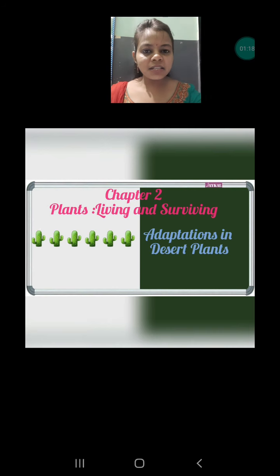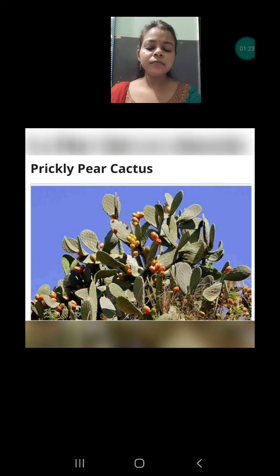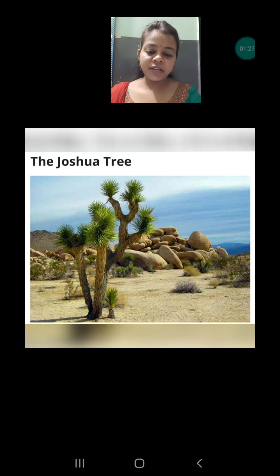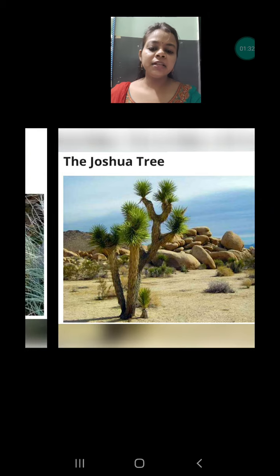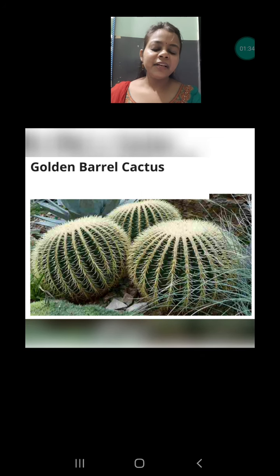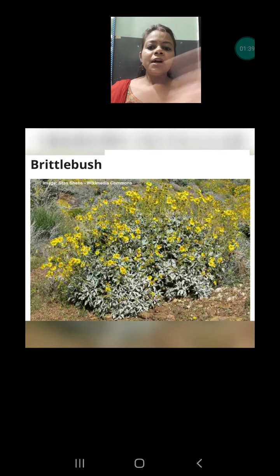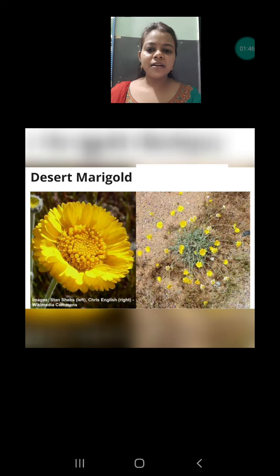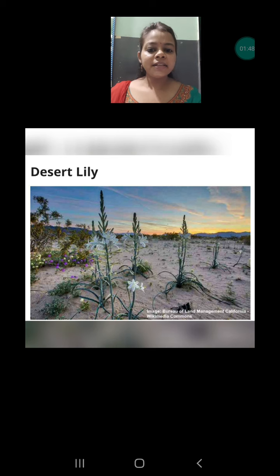But still some plants grow in the desert. Let's have a look. Prickly pear cactus. Second is the Joshua tree, and you can see very few leaves on this type of tree. Golden barrel cactus does not have any leaf, only spines. Next is brittle bush, and these plants also have beautiful flowers. Next are desert marigold and desert lily, which also look very beautiful.